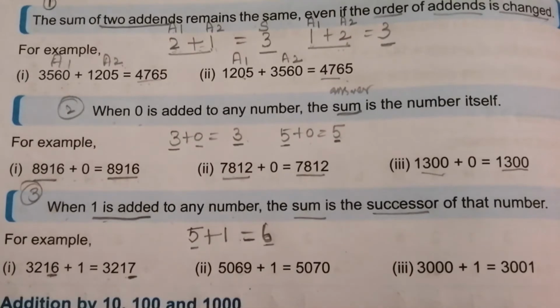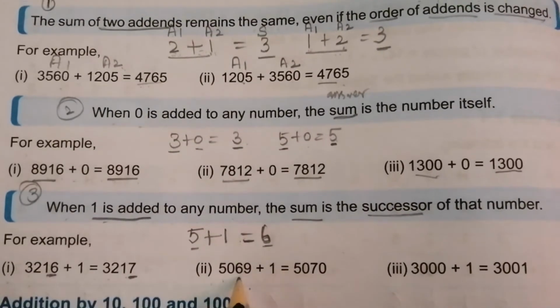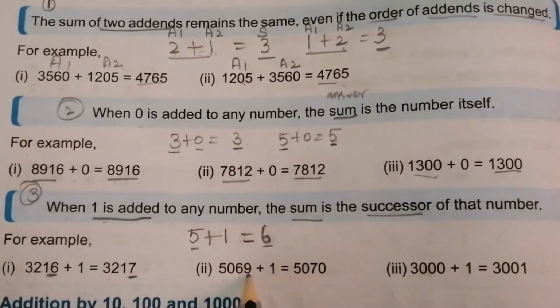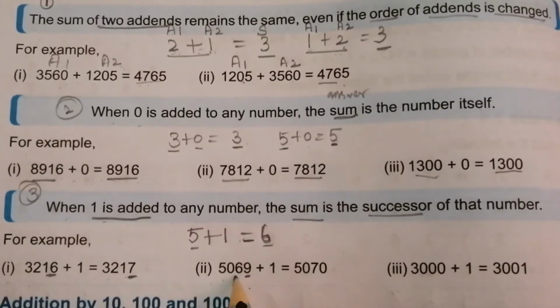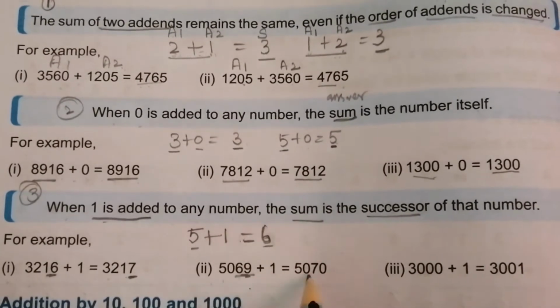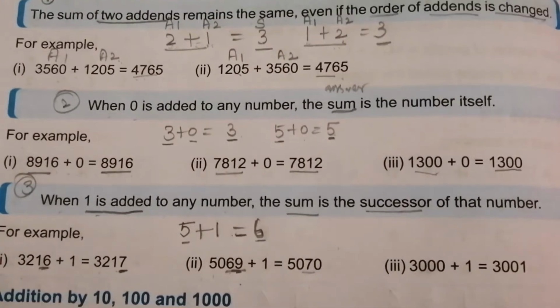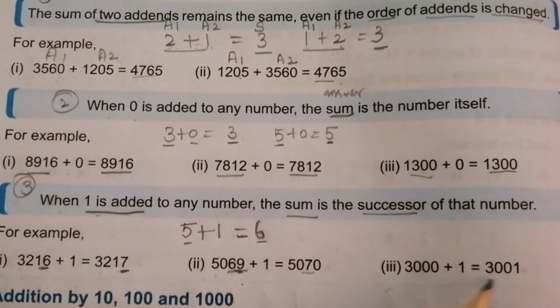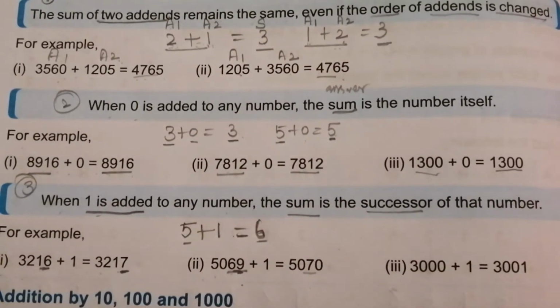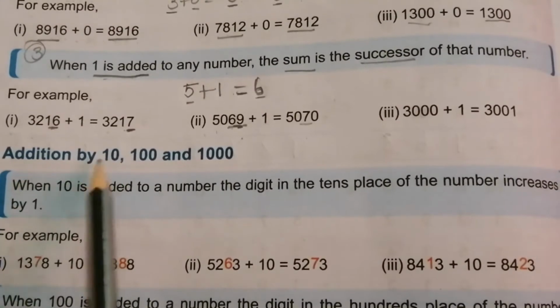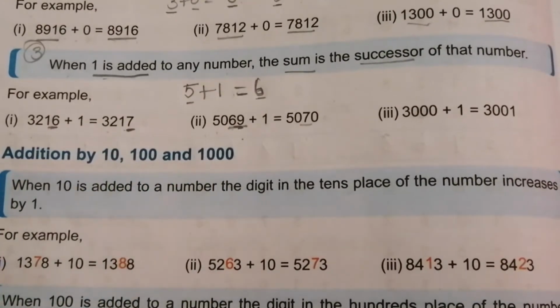And second one, 5069 plus 1 equals 5070. The next number after 69 is 70. And third one, 3000 plus 1 equals 3001. And the next topic is addition by 10, 100 and 1000.